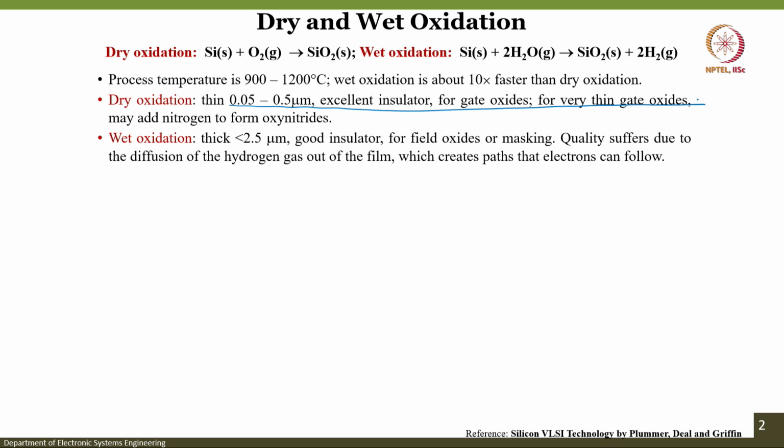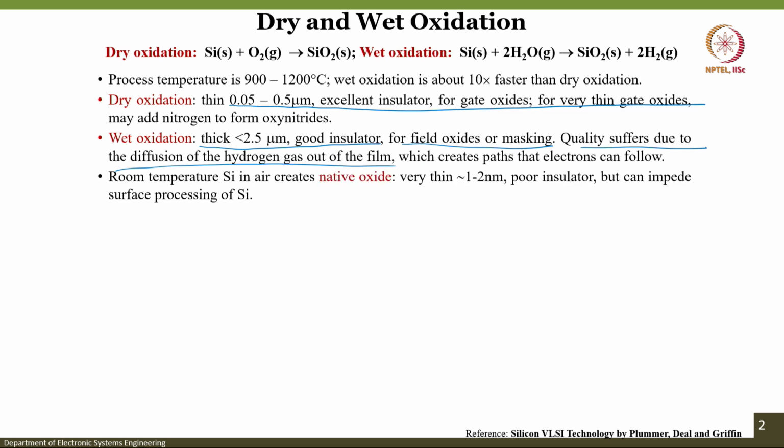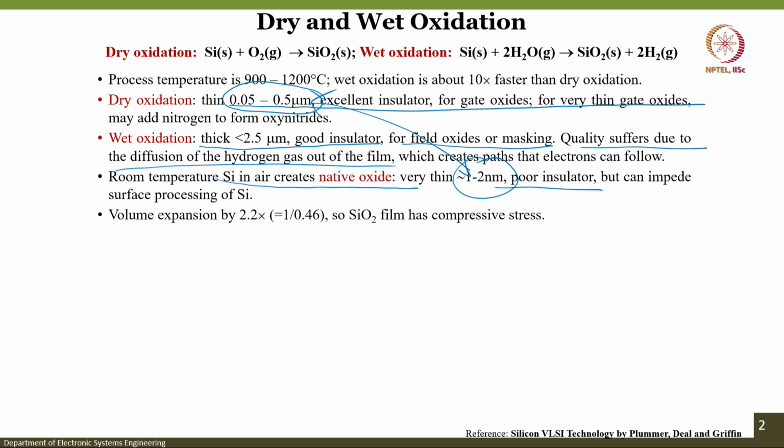in gate oxides. Now wet oxidation, there are plenty of examples where you need a wet oxidation, where we can use it for film oxide, masking oxide, and this is the quality we discussed already, diffusion of hydrogen gas out of the film, which creates a path for the electron to flow. Now this we have also discussed, room temperature silicon creates native oxide, very thin, and it is not good, okay. So compared to this dry oxidation 1 nanometer, you compare with this 1 nanometer native oxide, the room temperature native oxide is very bad, because the point here is you are doing it at very high temperatures. High temperatures play a major role for the crystal to form clearly.